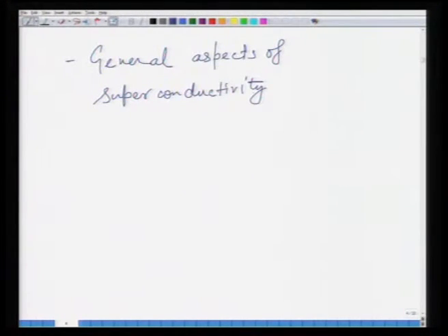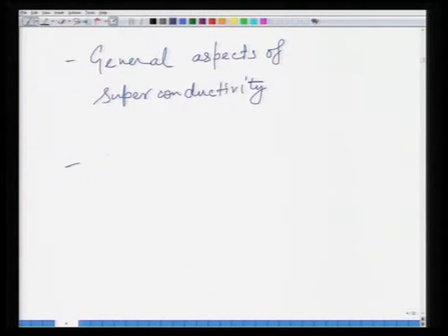Which will include first generation superconductors, followed by some of the basic principles such as the Meissner effect, etc., and then we will look at some of the high TC materials. So we'll start with a discussion on low temperature superconductivity, and this discussion will essentially give you background information.